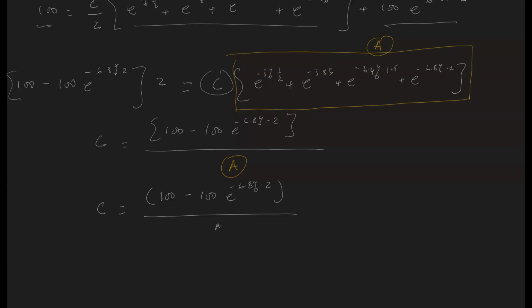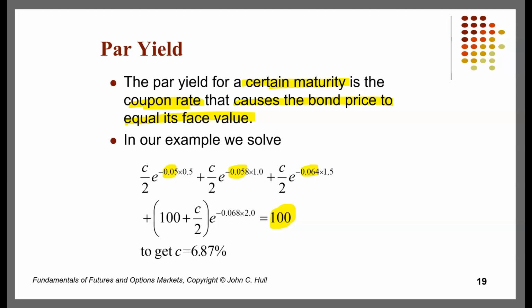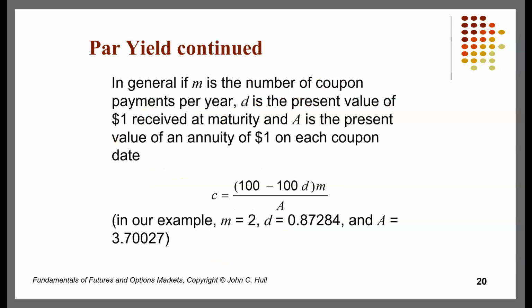Now we can simplify this even further. You don't have to do this math every time. This is a formula that does that for us. We set up this c divided by 2, we add them up, and we solve for the coupon rate here. The formula that solves that for us is fairly straightforward. The coupon payment is going to be equal to 100 minus 100 multiplied by d multiplied by m, divided by a. Now, what is d, what is m, and what is a?